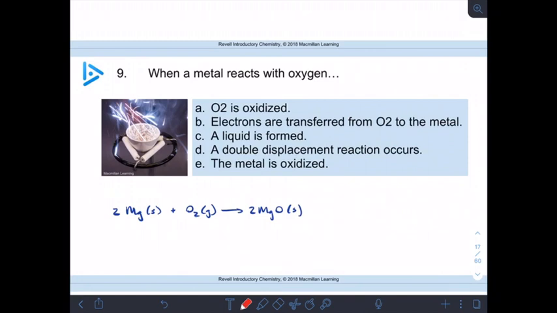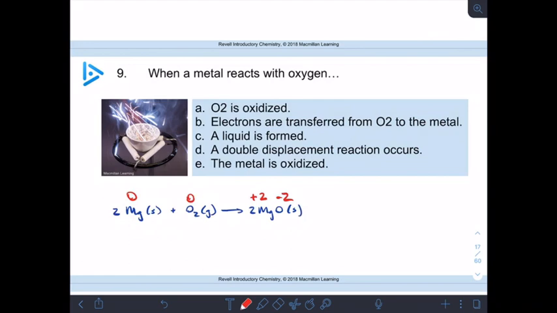When a metal reacts with oxygen, what happens? So I've written a reaction here of magnesium metal reacting with oxygen. And I've balanced it. And what we want to do is assign oxidation states. Okay. So magnesium metal, a solid metal, always has an oxidation number of 0. O2 is a naturally occurring diatomic, so it gets a 0. Then if I look at my product side, the oxygen should have a minus 2. And then in order to balance things out, my magnesium should be a plus 2.